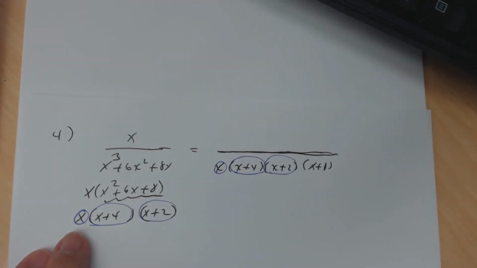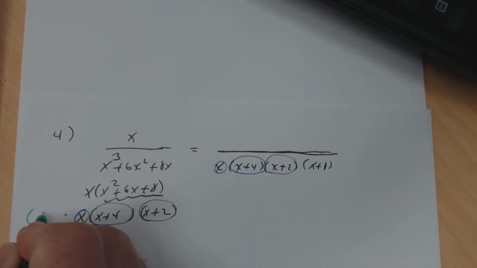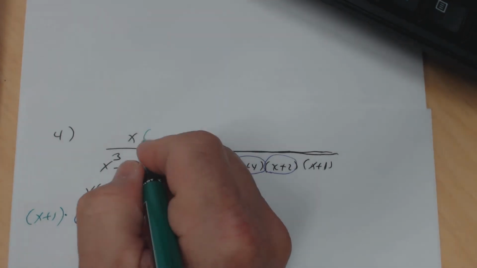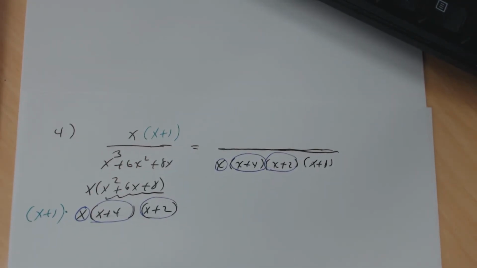So the question is, what do I need to multiply this denominator by to get this denominator? And the only thing that's missing is the x plus 1. So you're going to say times, in parentheses, x plus 1. But what I do here, I have to do here. So times x plus 1.